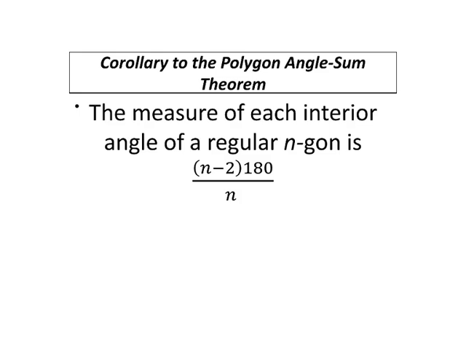The corollary to the polygon angle sum theorem: the measure of each interior angle of a regular n-gon is (n minus 2) times 180, divided by n. What we're really doing here is finding the total number of degrees and dividing that by the number of sides, because all the angles are the same.